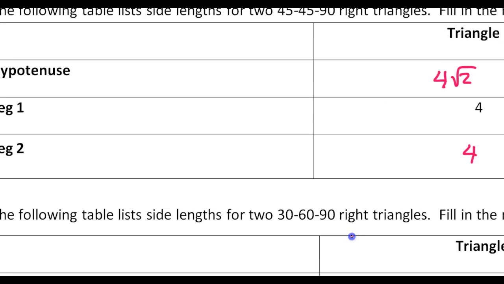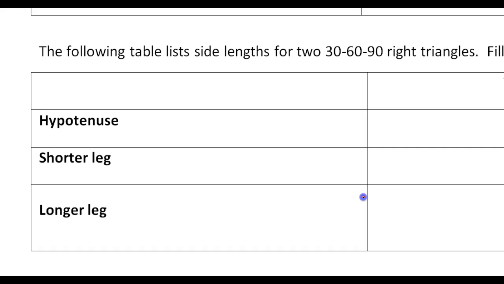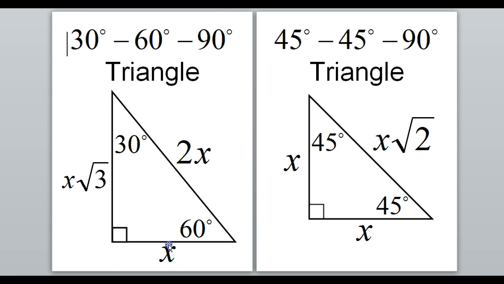In the next set, it's the same type of thing, but we are supposed to deal with 30, 60, 90 triangles. So let's look back and remember how they work. For these, it's all about the short leg, which you will notice is across from the 30-degree angle. If you know the short leg, then you should be able to know everything else, because the hypotenuse should be double that, and the long leg should be the short leg times radical 3. Again, you should just memorize this. You should not have to look at any cheat sheet to know it.